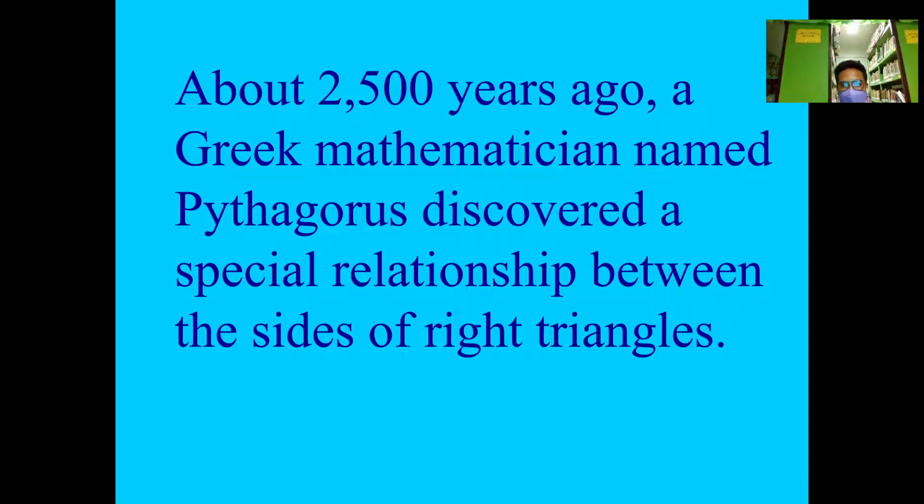About 2,500 years ago, a Greek mathematician named Pythagoras discovered a special relationship between the sides of a right triangle. Ito na ngayon tinatawag na Pythagorean Theorem. Paano ba na-derive yung formula ng Pythagorean Theorem na a squared plus b squared is equal to c squared, or c squared is equal to a squared plus b squared? Paano daw na-derive yung formula na yon?